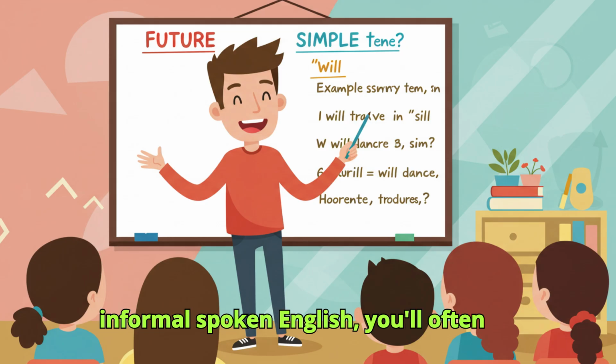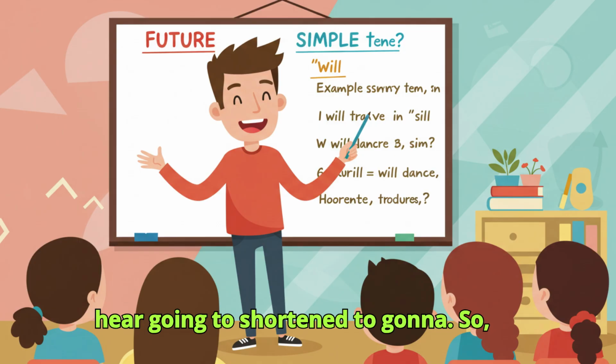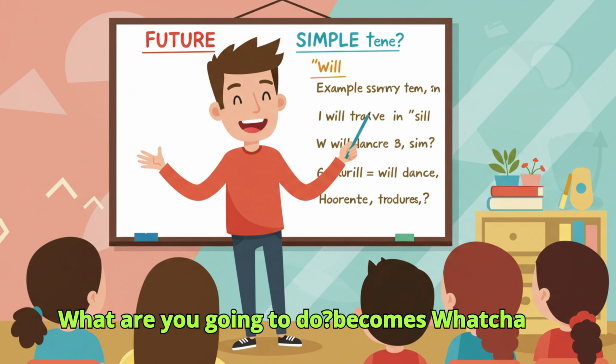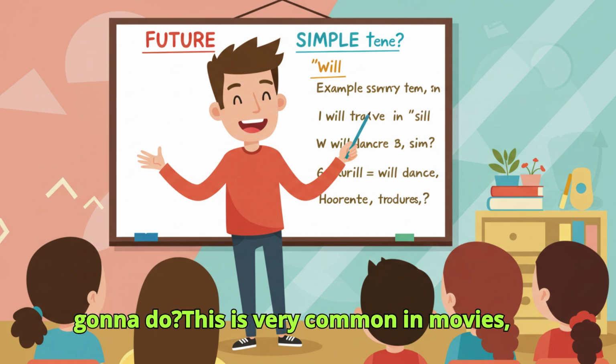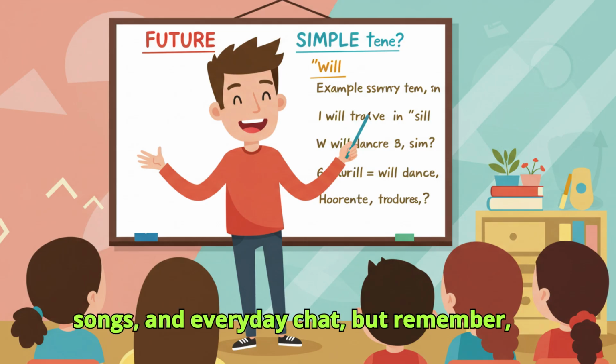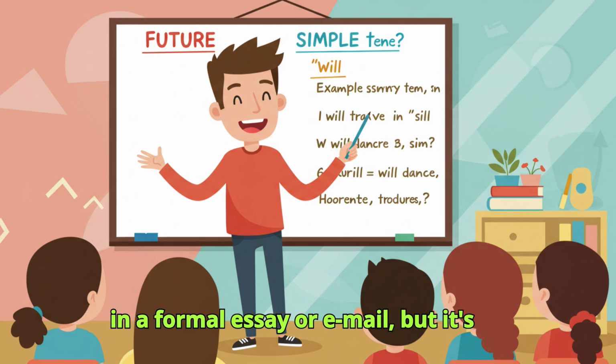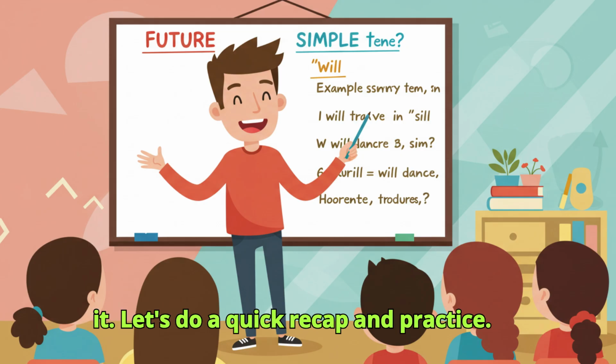However, there is one more little thing I want to add. In very informal spoken English, you'll often hear going to shortened to gonna. So, "I'm going to go" becomes "I'm gonna go." "What are you going to do" becomes "What you gonna do." This is very common in movies, songs, and everyday chat. But remember, it's informal. You shouldn't write gonna in a formal essay or email, but it's essential to recognize it when you hear it.